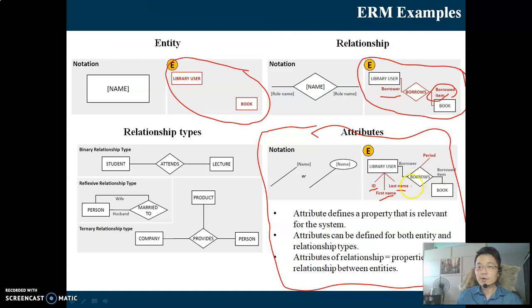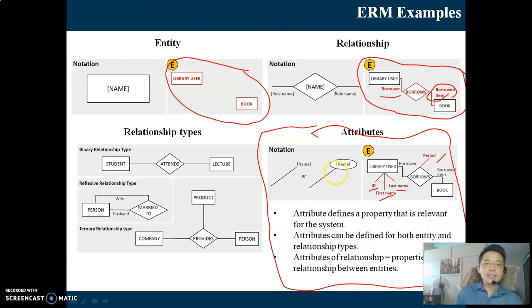Can we have attributes for relationship? The answer is yes. Sometimes some relationship will need to have more information. For example, when somebody borrows book, we need to capture information such as the starting date, the period of how long the book can be loaned, and the return date. So these properties do not belong to library user, they do not belong to the book, but they belong to the relationship which connects the two entities.